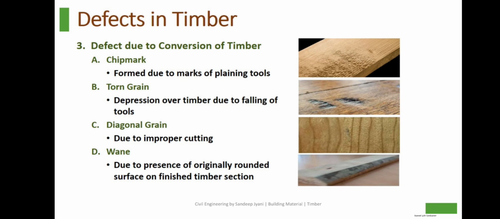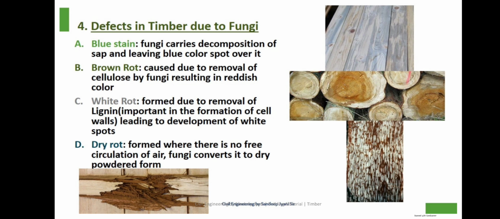Third, defects due to conversion of timber. Chip mark: formed due to marks of planing tools. Torn grain: depression over the timber due to falling of tools. Diagonal grain: due to improper cutting. Wane: due to presence of an originally rounded surface on a finished timber section.